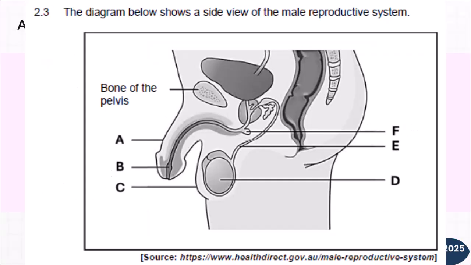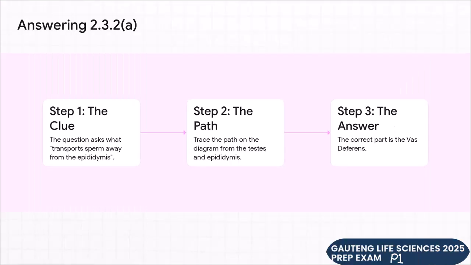So here's the trick. The clue is right there in the question. It's asking for the part that transports sperm away from the epididymis. So what do you do? You find the epididymis on your diagram, and then you just trace the tube leading away from it. And that long tube, my friends, is the vas deferens. See? The question itself gives you the roadmap.